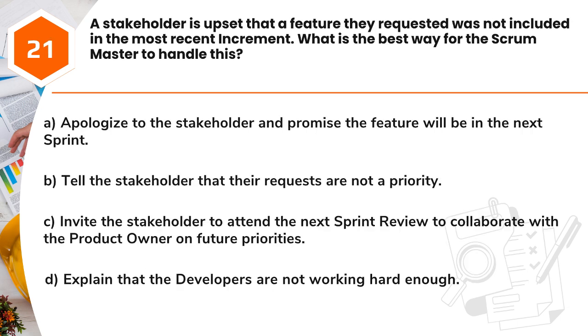Question 21. A stakeholder is upset that a feature they requested was not included in the most recent increment. What is the best way for the Scrum Master to handle this? A. Apologize to the stakeholder and promise the feature will be in the next sprint. B. Tell the stakeholder that their requests are not a priority. C. Invite the stakeholder to attend the next sprint review to collaborate with the product owner on future priorities. D. Explain that the developers are not working hard enough.